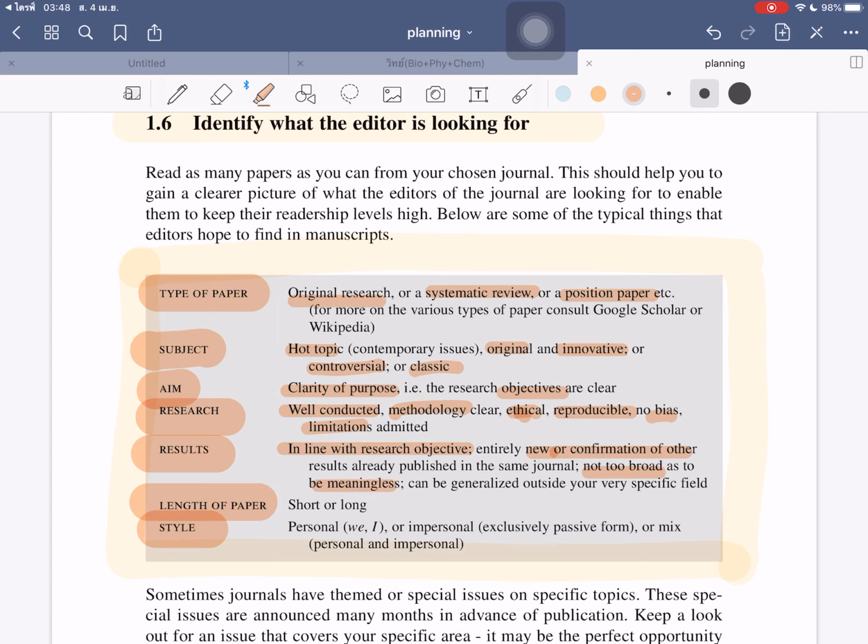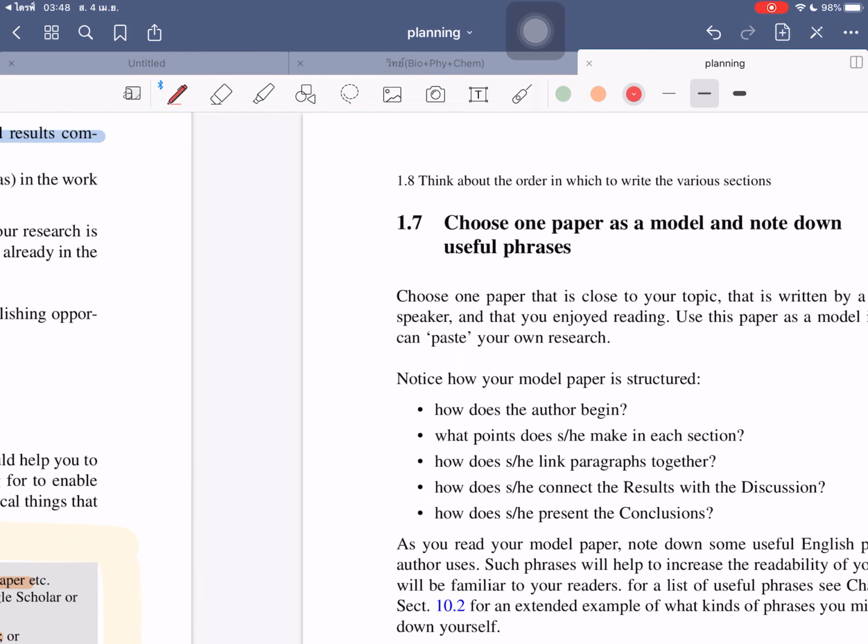And the length: short or long. The style: personal, impersonal, or passive form. I would recommend using the impersonal form. All right, so this is the thing you need to keep in mind. Let me move on to 1.7.